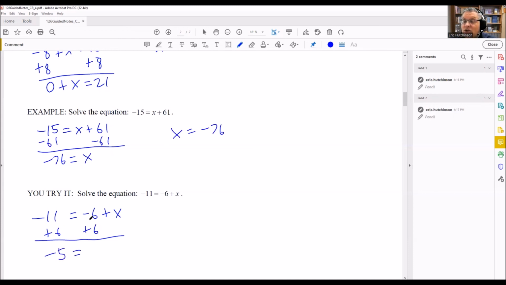Now these two, negative 6 plus 6, cancel out. You get a 0 there. And you just end up with x. So x equals negative 5. And that is your answer there.